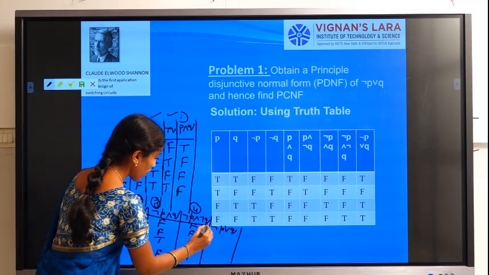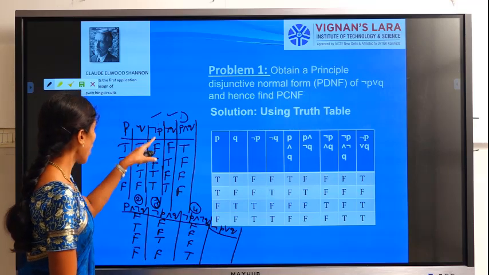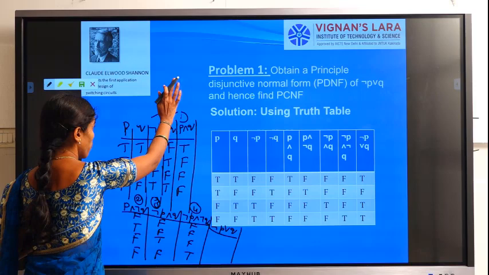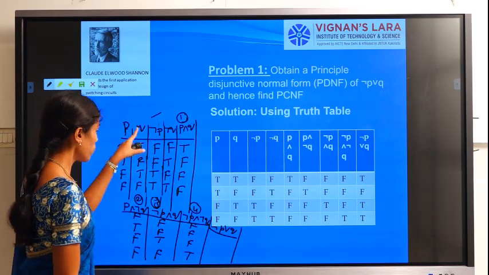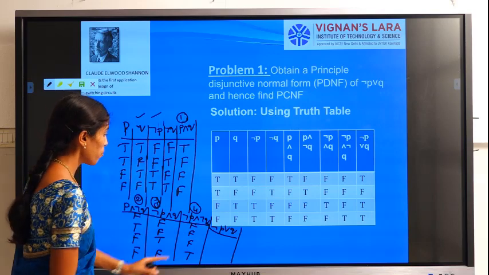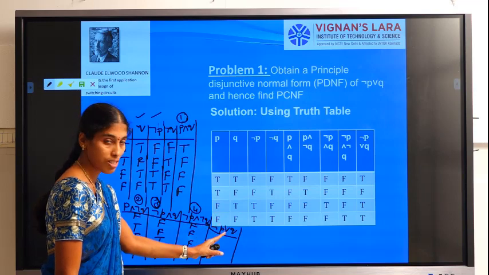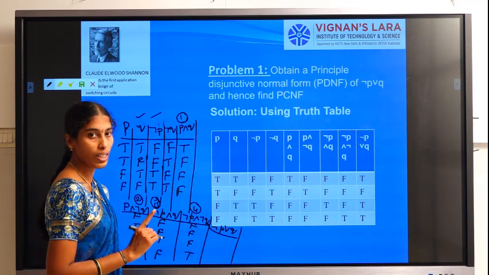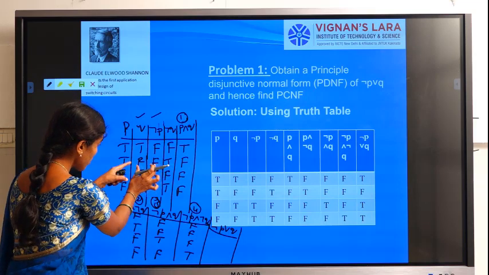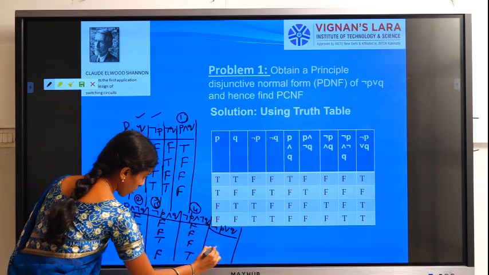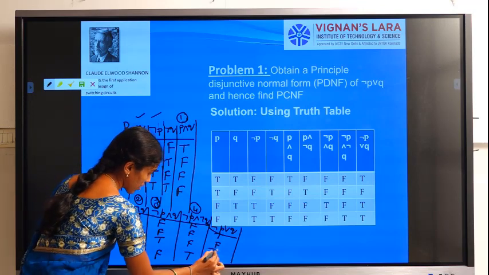So now we find the given proposition's truth value, negation P or Q. Already negation P is there in the third column, negation Q is in the second column. We apply or, that means a disjunction. While we calculate the disjunction, it is false in only one case. If both are false, then it is false. Here both are false in the second case. So in the second case only it is false. In the other three cases it is true.